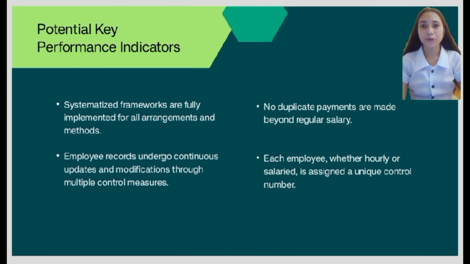The potential key performance indicators in this case study are the following. First is systematized frameworks are fully implemented for all arrangements and methods. Second, employee records undergo continuous updates and modifications through multiple control measures. Third, no duplicate payments are made beyond regular salary. And fourth is each employee, whether hourly or salaried, is assigned a unique control number.